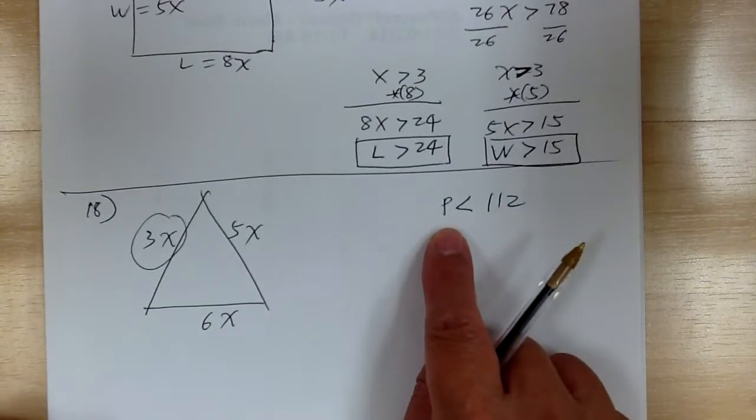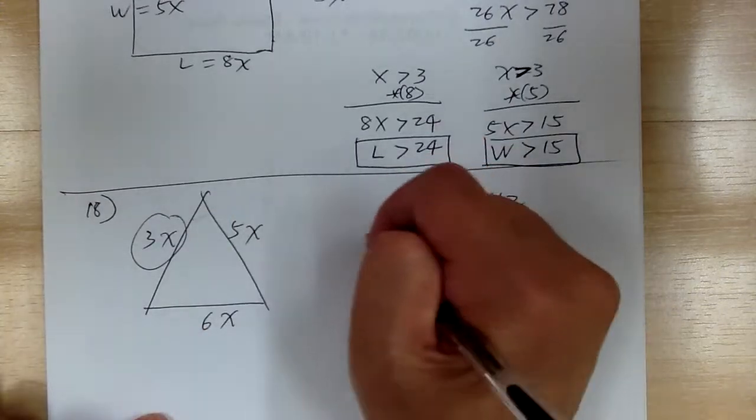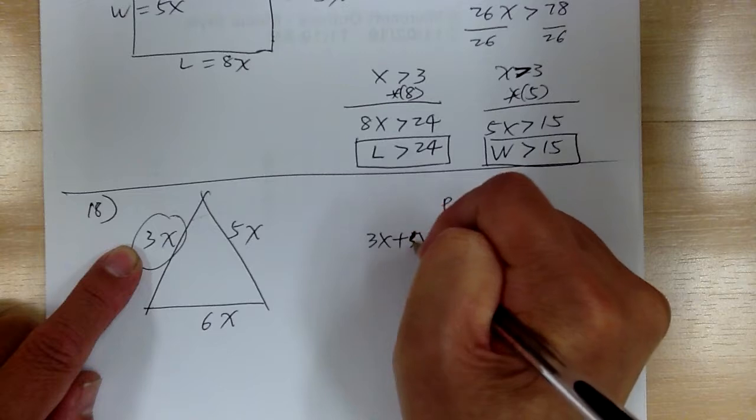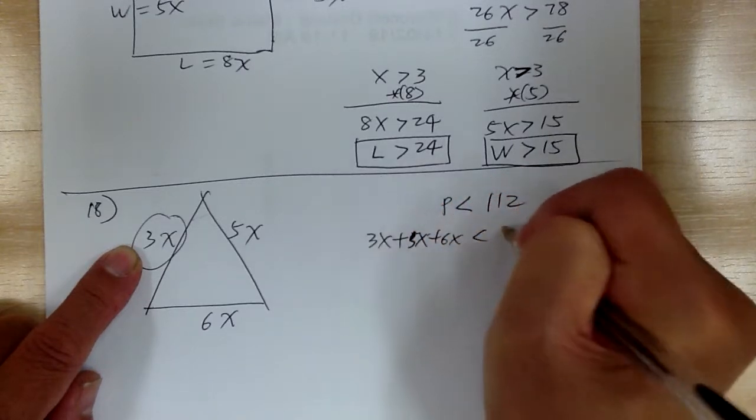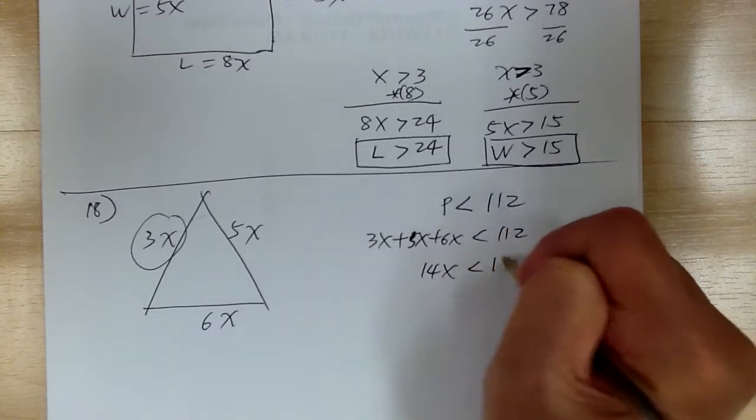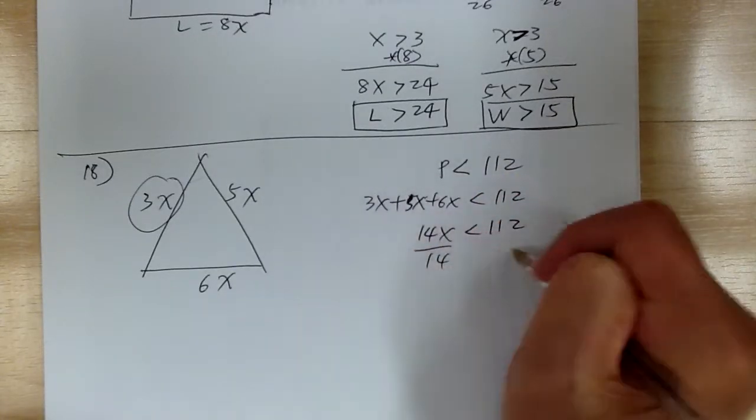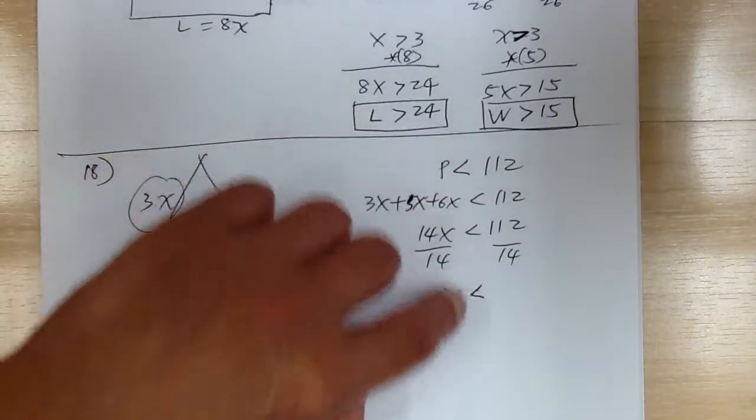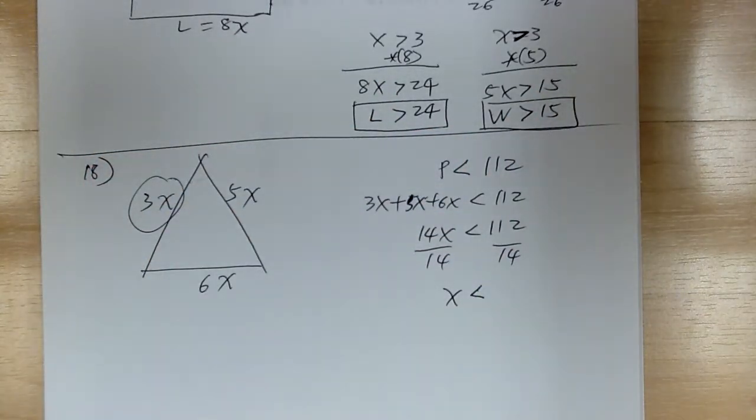Now, again, perimeter is adding all three sides, so we're going to add the three sides together. So you've got 14x is less than 112, divided by 14, divided by 14. So x is less than, again, keep your inequalities, so that way you don't lose track.